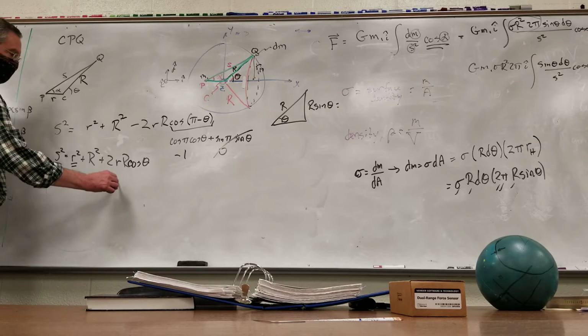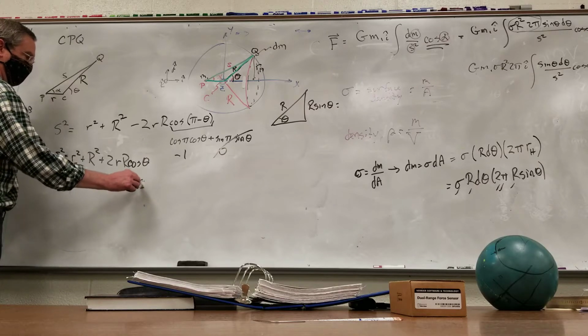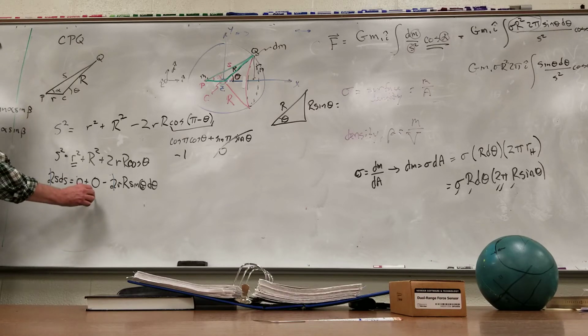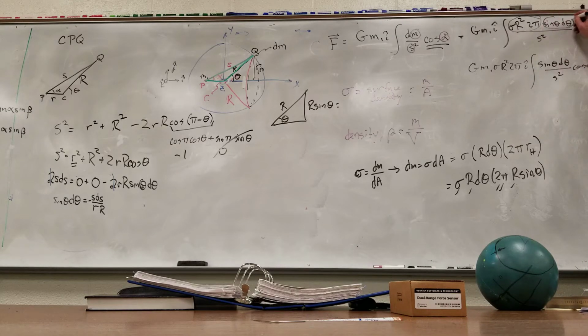Minus 2 little r big R sine theta d theta. My 2's cancel out. What I'm left with is sine theta d theta is equal to s ds over negative little r big R. And so we finally have gotten rid of a variable. Got something for this, or something for that now.